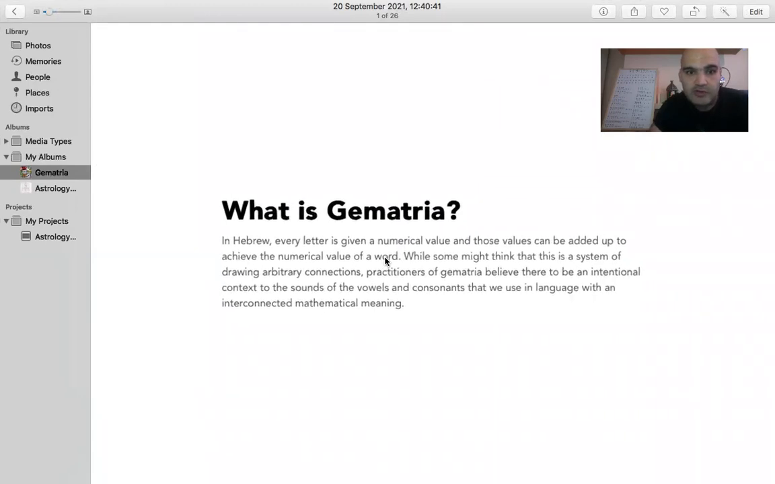What is gematria? In Hebrew, every letter is given a numerical value, and those values can be added up to achieve a numerical value of a word. While some might think that this is a system of drawing arbitrary connections, practitioners of gematria believe that there is an intentional context to the sounds of the vowels and consonants that we use in language, with an interconnected mathematical meaning.